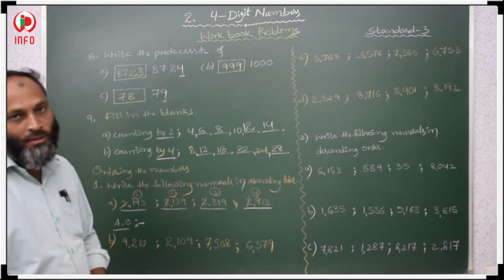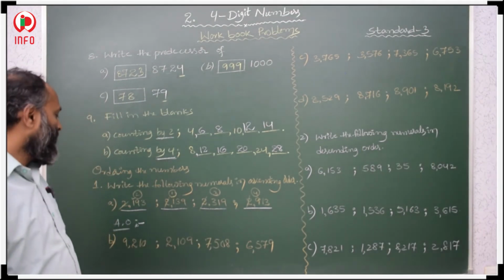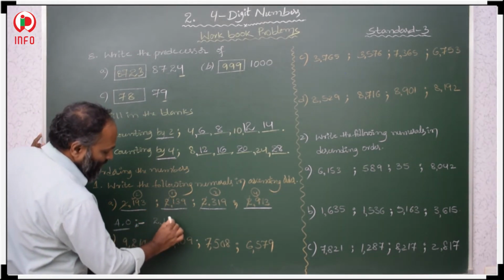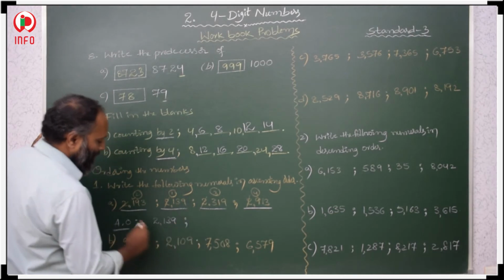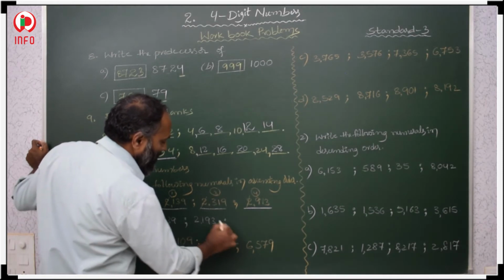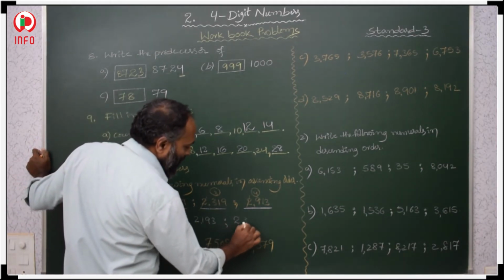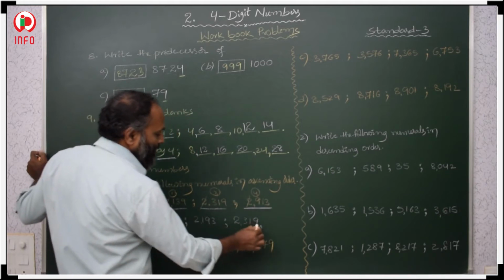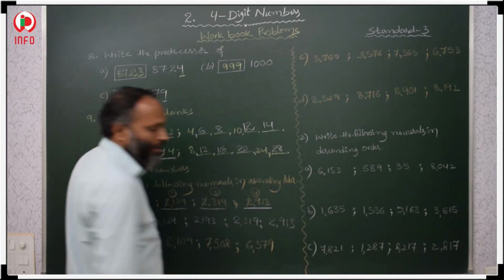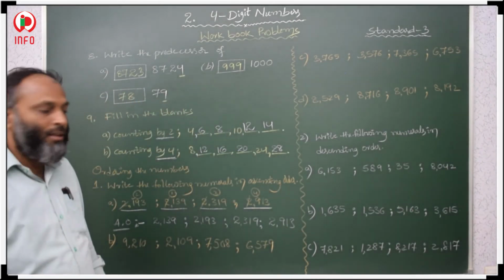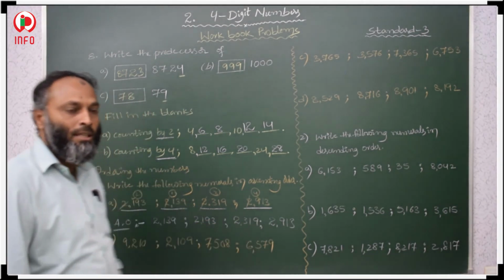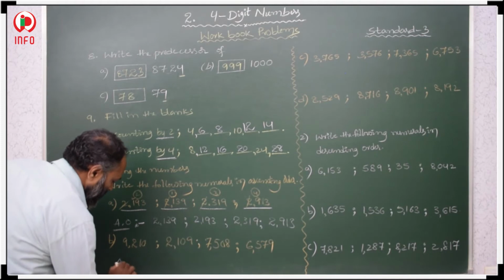Like this we have to decide and we have to write in ascending order. So which one is the least, means the smallest one? 2139, this is the smallest one, and bigger than this, 2193, and bigger than this is 2319, and bigger than this is 2913. So in this way we have to arrange in ascending order. Now the second question.